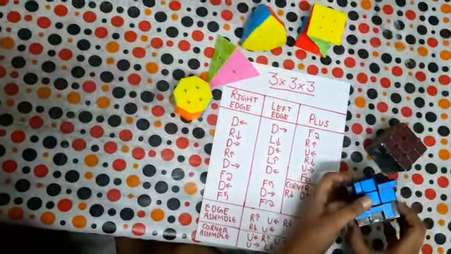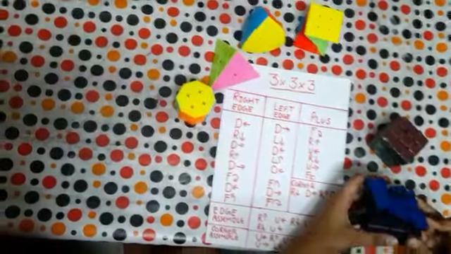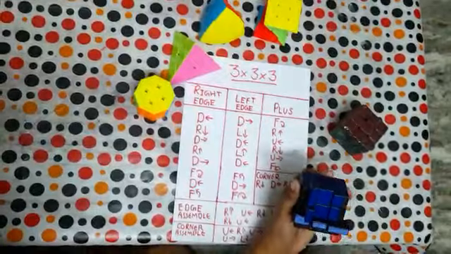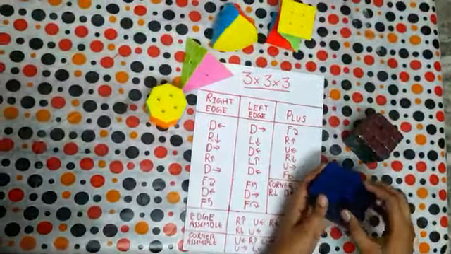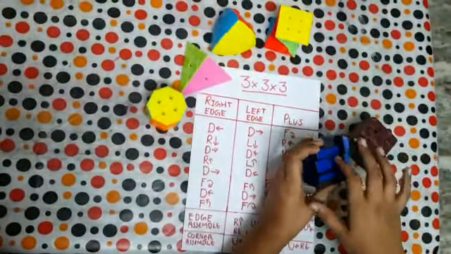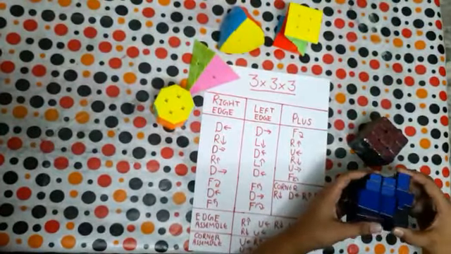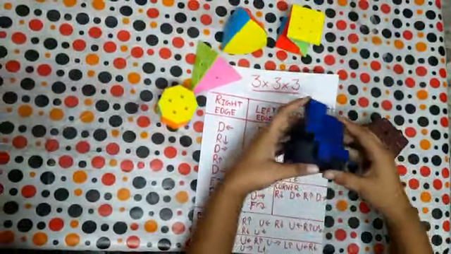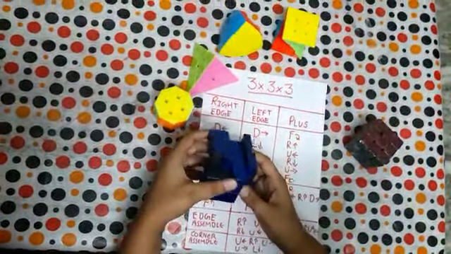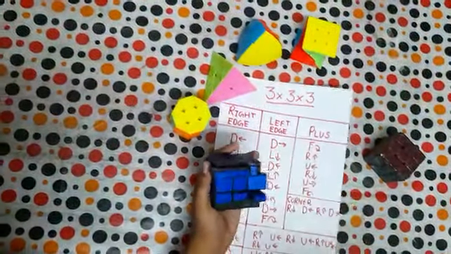Let's perform. F clockwise, R up, U left, R down, U right, F anti-clockwise. Now I have got again L, so again perform this algorithm by putting it that side. F clockwise, R up, U left, R down, U right, F anti-clockwise. Now I have a line.